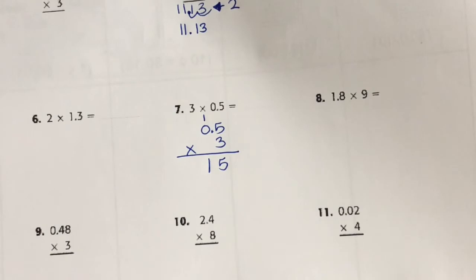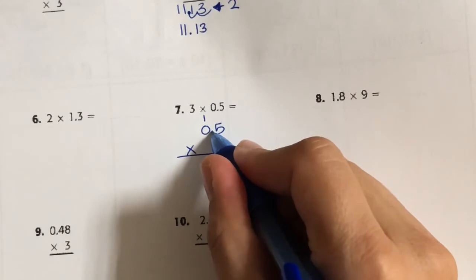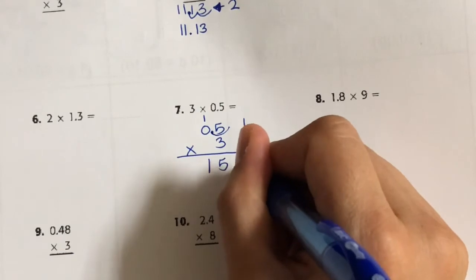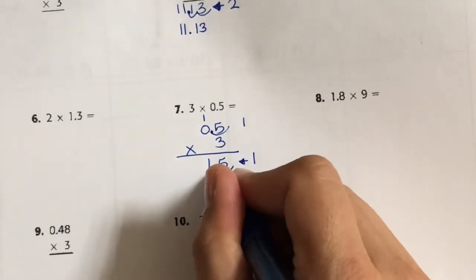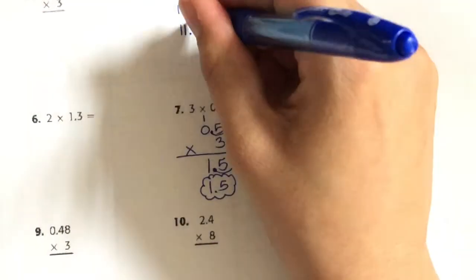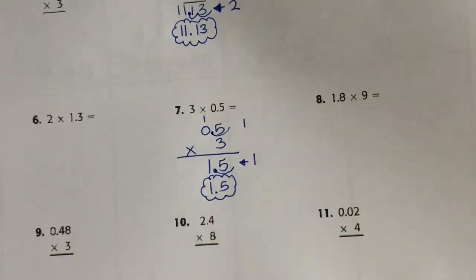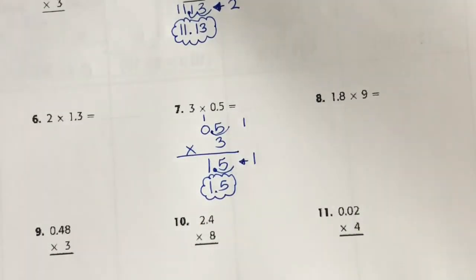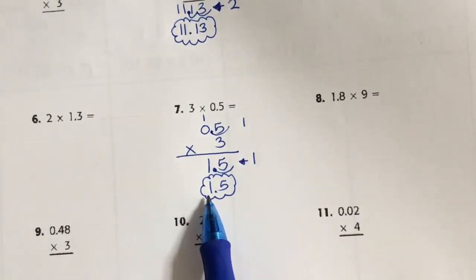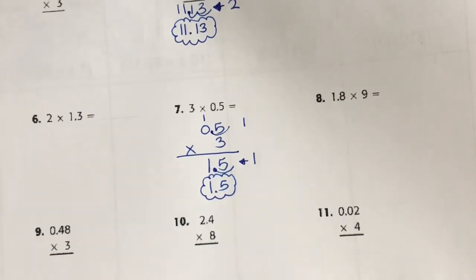Again, incorrect. We need to count our decimal spaces and move them in our answer. In this case, it's only one spot, 1. So over here, I'm gonna move 1 to the left. So now my answer is 1.5, which is correct. A decimal is a huge thing, especially when you think about money. Would you have rather had $15 or $1.50? If you don't put it correctly, the amount of the number drastically changes.